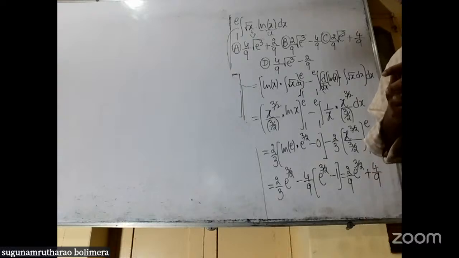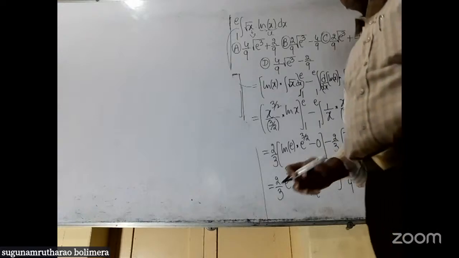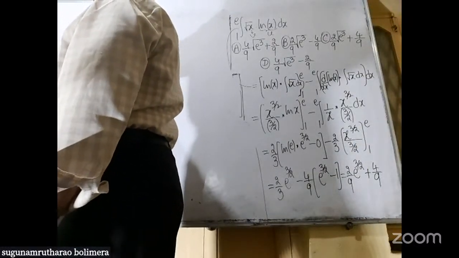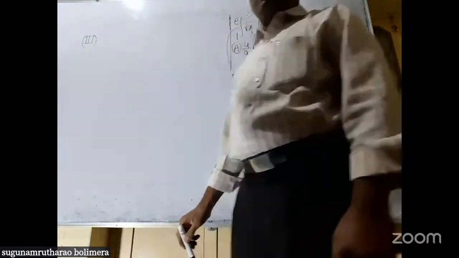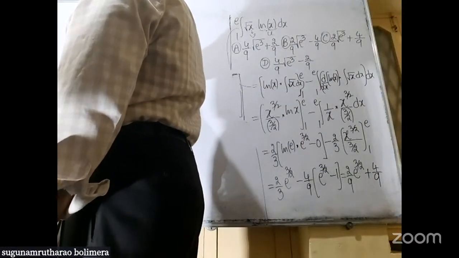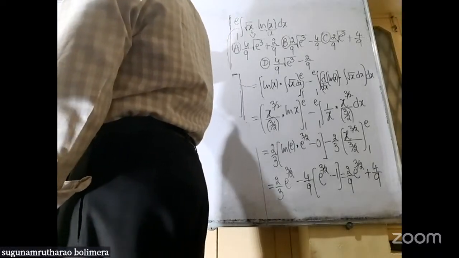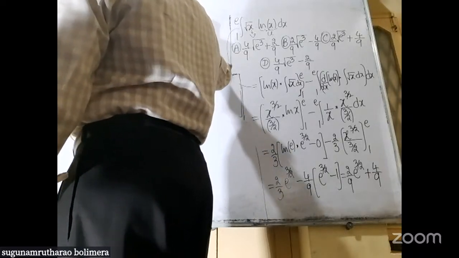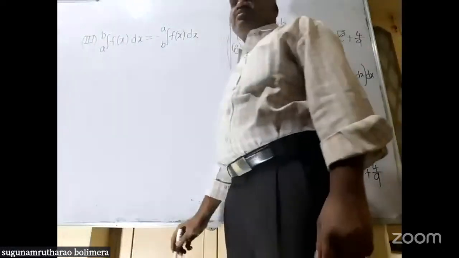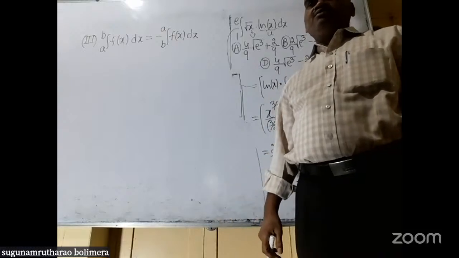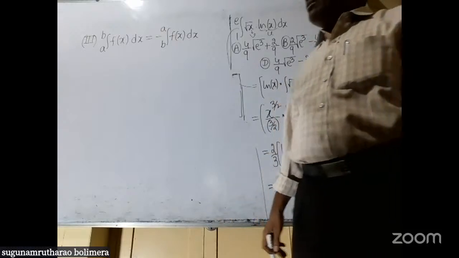Write down the next important theorems on integral calculus. The integral from a to b of f of x dx is equal to minus the integral from b to a of f of x dx. See here, if you flip the limits, the value will be negative. On interchanging the limits, the value will be negative.